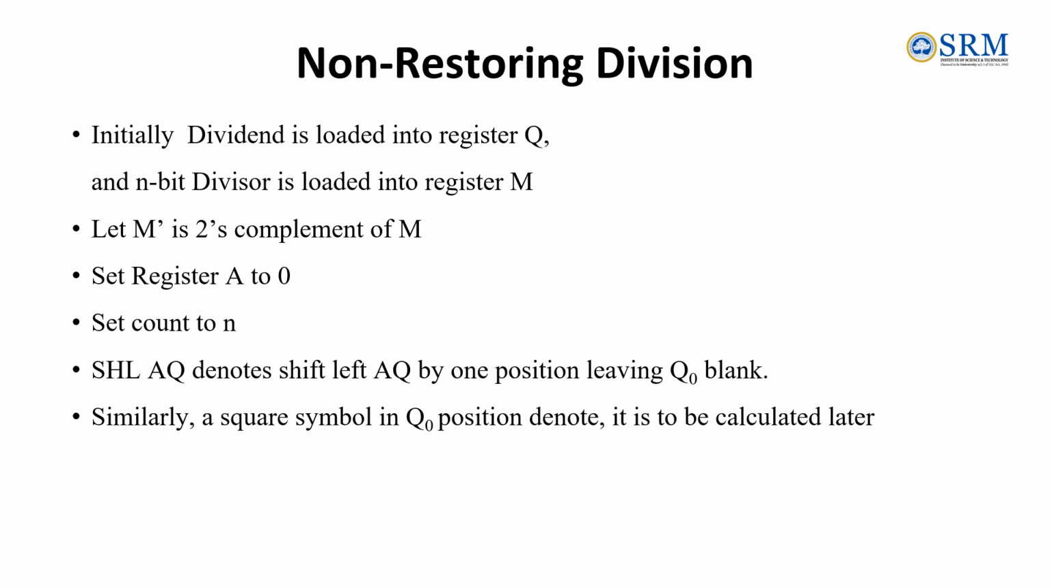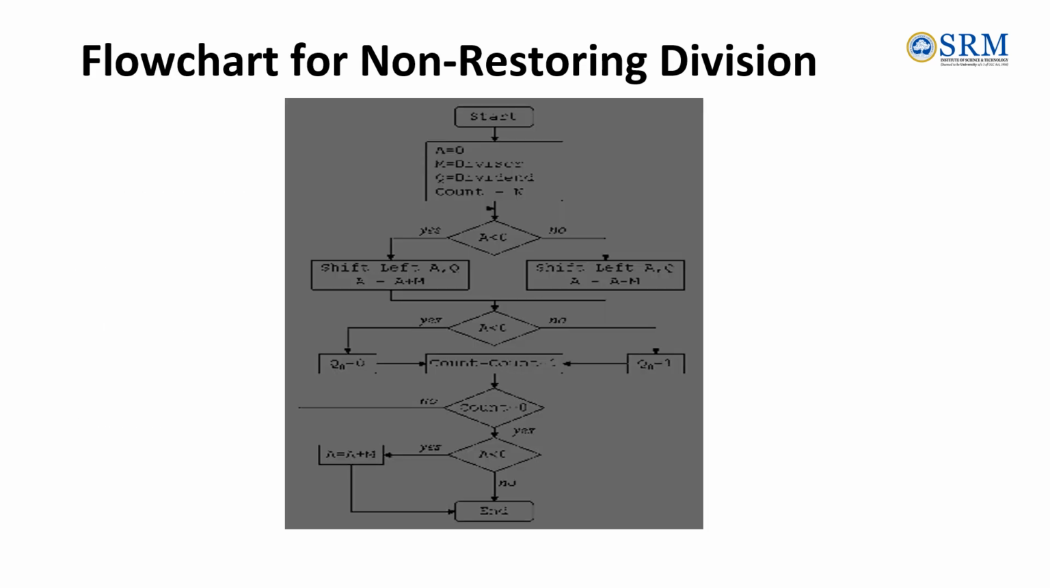In non-restoring division, initially the dividend is loaded into register Q and the n-bit divisor is loaded into register M. Let M' be the 2's complement of M. Register A is set to 0, and count is set to n. Shift AQ denotes shift left AQ by one position, leaving Q naught blank. Similarly, a square symbol in the Q naught position denotes it is calculated later.